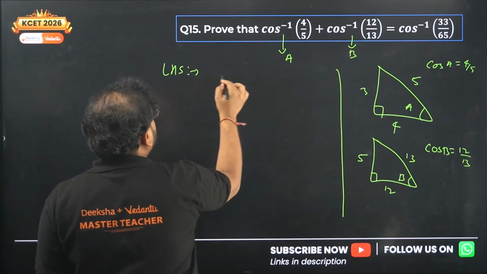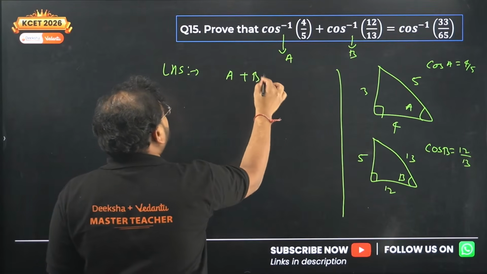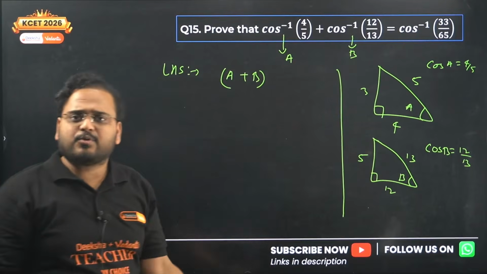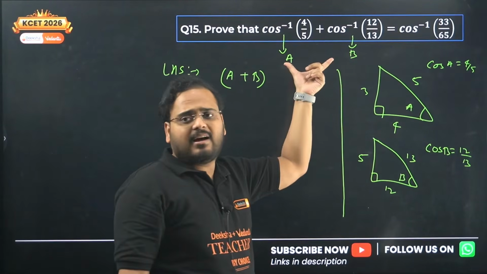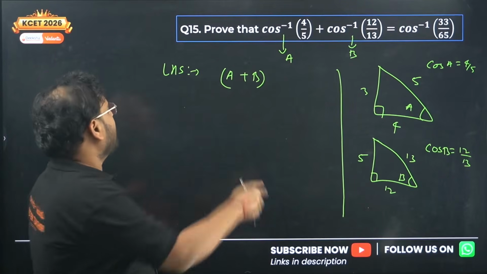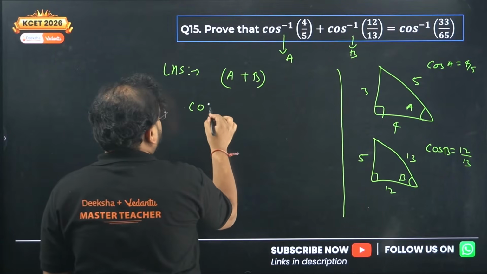Now, take LHS. What have they given in LHS, sir? They have given A plus B. No, sir, they did not give. Yes, they have. I have assumed the angle to be A and B, so they have given A plus B only, no? This is angle, this is angle. I have taken as A and B. This is A plus B. Problem? No.